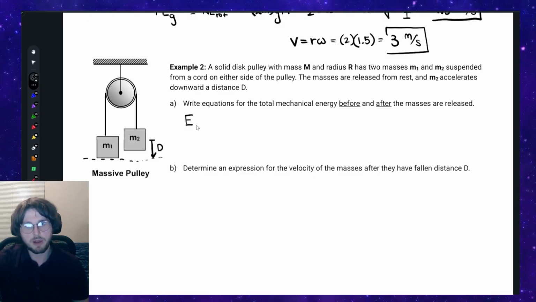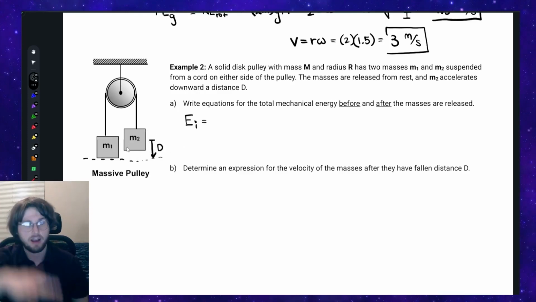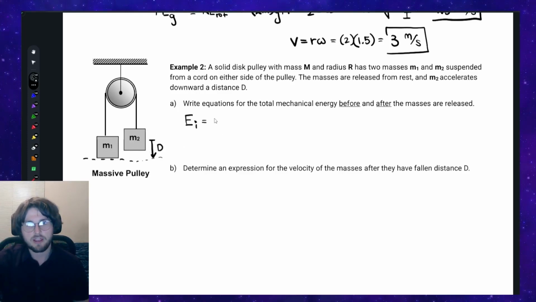So in talking about the initial mechanical energy, really all we have is potential energy from that mass and the distance that it stands to gain. In that way, the initial mechanical energy is really just going to be the potential energy from mass 2, which would just be mass 2 times g times the distance it's about to fall through, which is d. That's the initial mechanical energy.